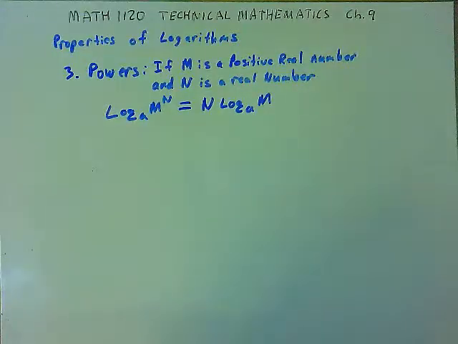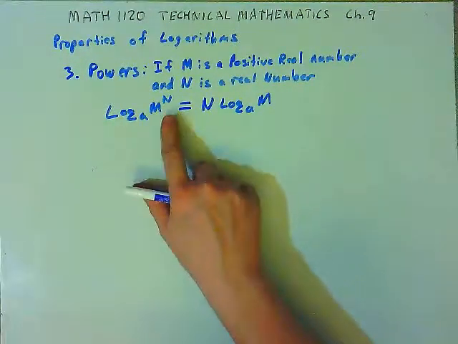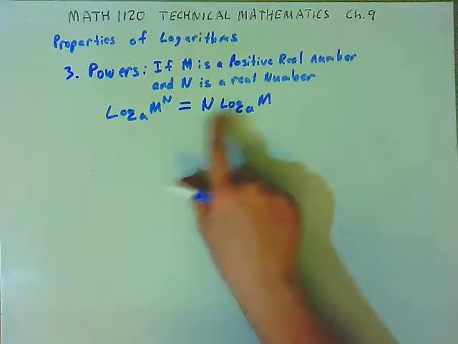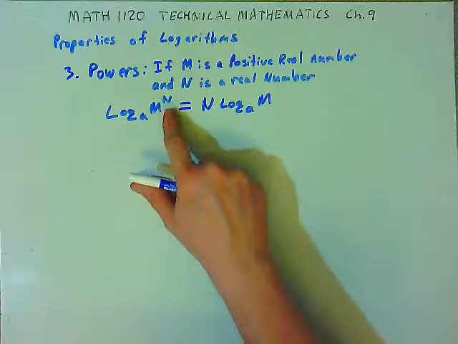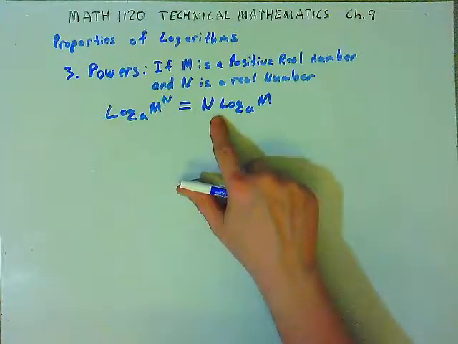This is the third property of logarithms. It's about powers, or exponents. It says that if m is a positive real number, and n is any real number, that if we take the logarithm base a of m to the power of n, that's the same thing as n times log base a of m. In other words, if we're taking the logarithm of an exponential, we can take the exponent out front and make it a multiplier.